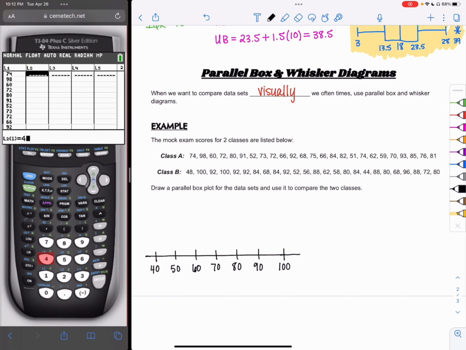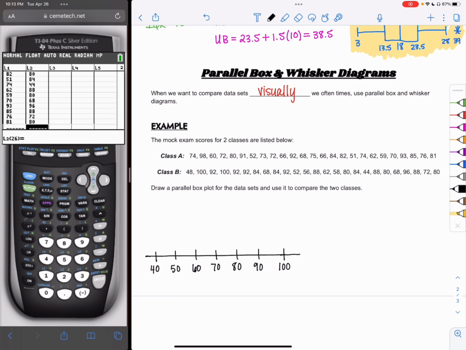For L2, I'm going to put Class B's information. So that's going to be 48, 100, 92, 100, 92, 92, 84, 68, 84, 92, 52, 56, 88, 62, 58, 80, 84, 44, 88, 80, 68, 96, 88, 72, and 80 here.